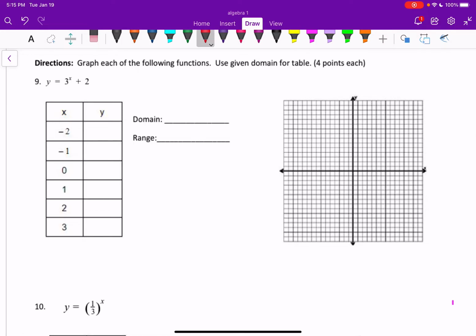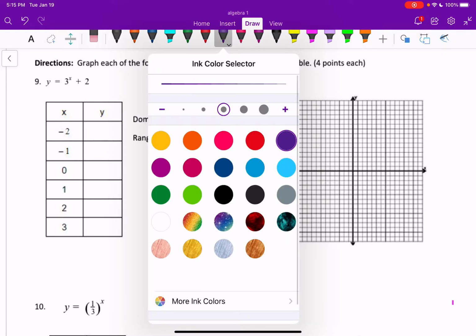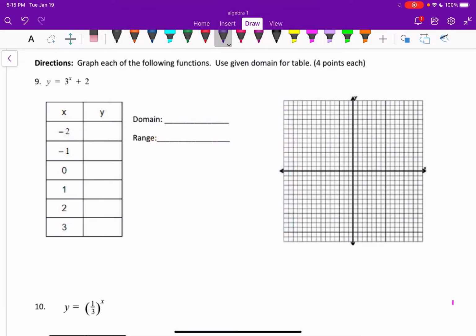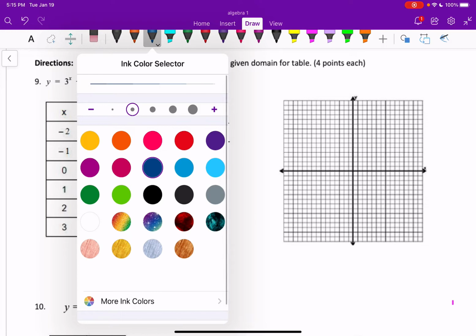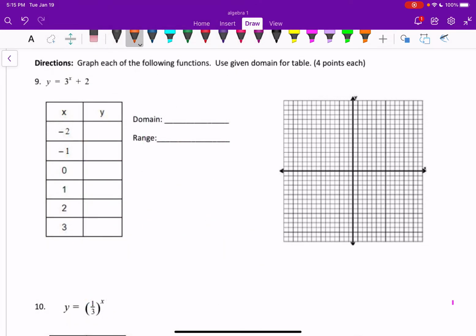Let me make my pens a little thinner here so that they're easier to see while we're doing this. Sorry, I should have done this before. All right, let's do the first one.